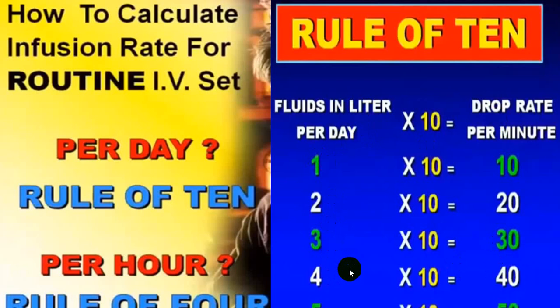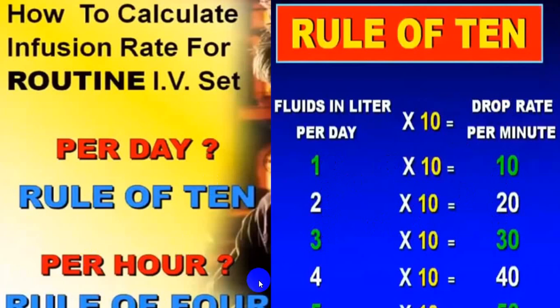This is rough but quite important. So we call it the rule of 10. In the rule of 10, say I want to give 1 liter, so I'll give only 10 drops per minute. If I want to give 4 liters in a day, I'll give 40 drops per minute. Roughly, we usually give maintenance of 2 to 3 liters, so 20 to 30 drops per minute. So that is called the rule of 10.